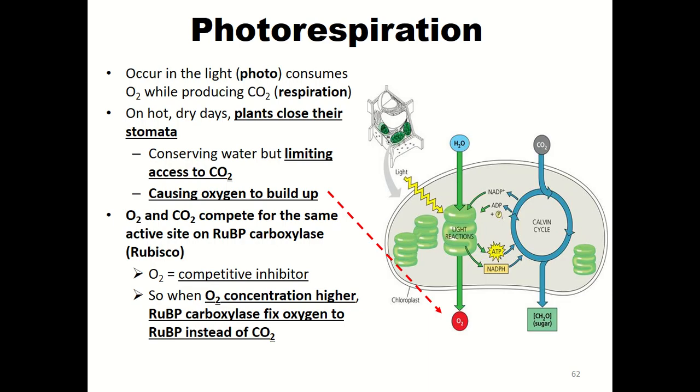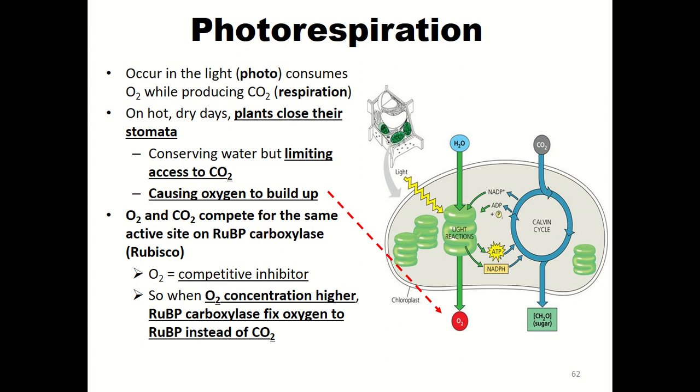Next, we're going to look at photorespiration. Photorespiration is a process that occurs in light. That's why it's known as photo, and it consumes oxygen while producing carbon dioxide. That's why it's known as respiration. Together, photorespiration. So, on hot, dry days, plants will close their stomata to conserve water.